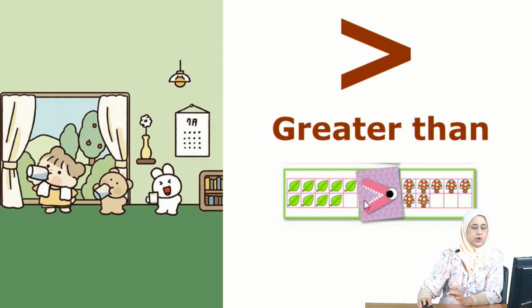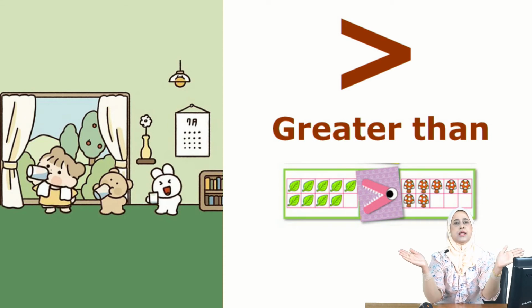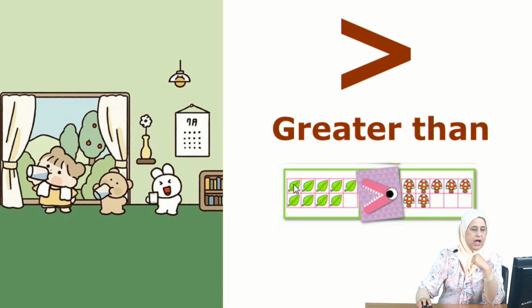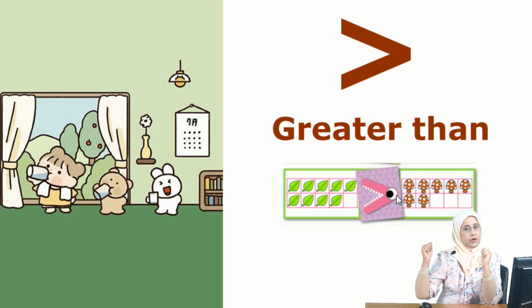So can you see? This is a crocodile picture. The crocodile wants to eat the bigger number, not the smaller number. The crocodile opens the mouth because it wants to eat the big number. So we can count the number. This is the leaf, okay, green leaf. 1, 2, 3, 4, 5, 6, 7, 8, 9. The leaf number is 9. Remember, student, remember 9, okay? 9. And now we go to the tail at the back of the crocodile.